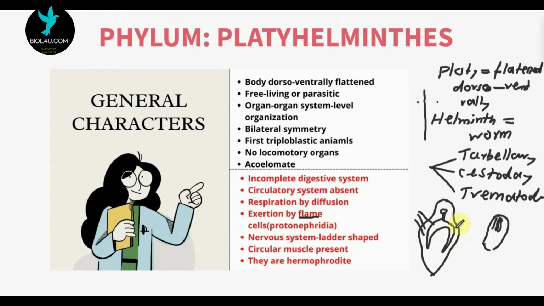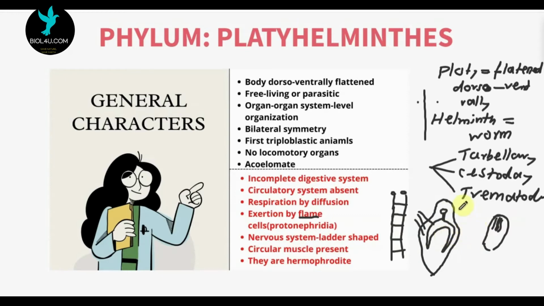Okay. Then what about the nervous system? The nervous system is actually ladder shaped. Ladder shaped means it has two ganglia in the head region, and from each ganglion arises a ventral nerve cord, and these ventral nerve cords are connected to each other, forming a ladder shape. So this is the ladder shaped nervous system in the Platyhelminthes. Okay. Then in this animal, circular muscle is first developed. So muscular system development begins from this Platyhelminthes. In this group, circular muscle is developed.